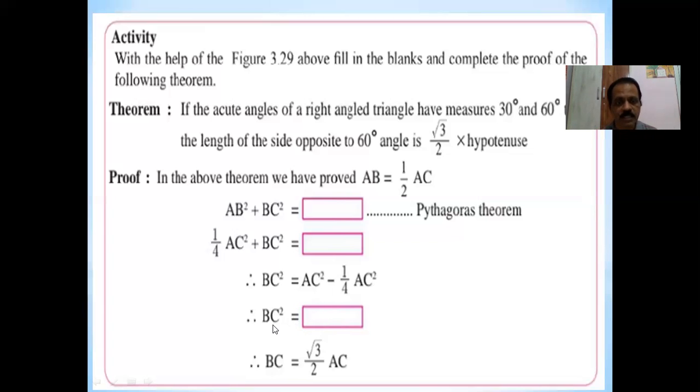Then we solve this, we get BC square is equal to, the denominator is 4, we multiply this AC square by 4, then we get 4 AC square minus 1 AC square upon 4. So we write here 3/4 AC square. Then taking the square root of both sides, right hand side and left hand side. Therefore BC is equal to the root of 3 cannot be taken, so it will be √3 upon 4, the root of 4 is 2, and the root of AC square will be AC. So that we write here BC is equal to √3/2 into AC.